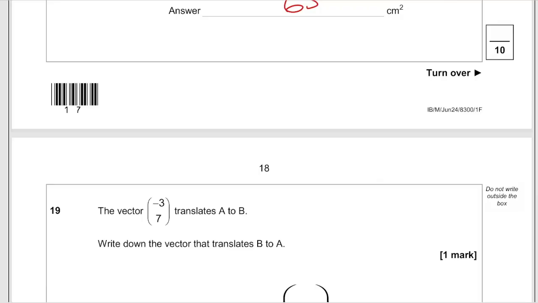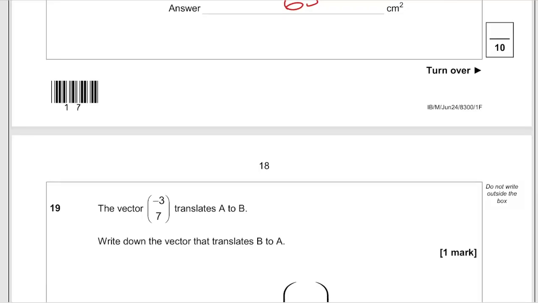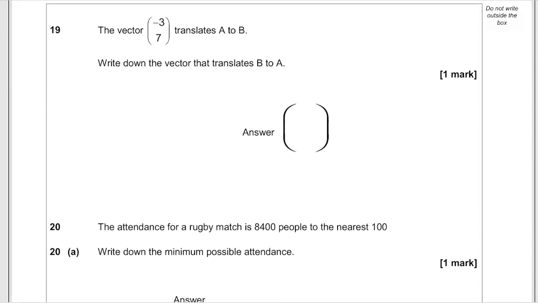Question 19. Okay, whenever you've got a vector, if I've got shape A here, and I carry this vector out, remember the top number is left and right. So if it's positive, it goes right. If it's negative, it goes left. And then the bottom number is up and down. Remember, if it's positive, it goes up. If it's negative, it goes down.